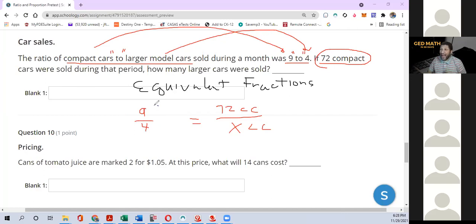Me personally, I always multiply the one that contains the variable first. So 9x equals 72 times 4. Can somebody tell me what 72 times 4 is?